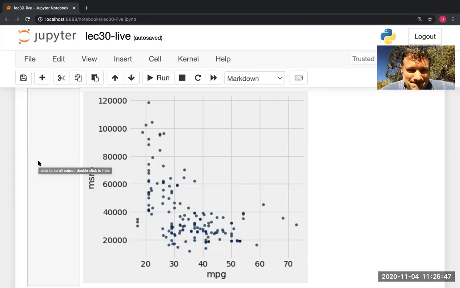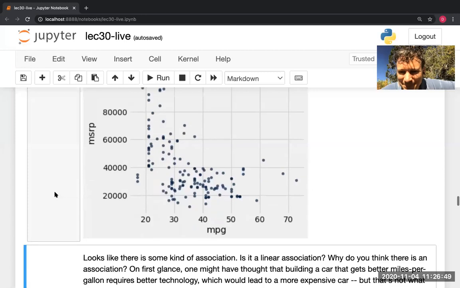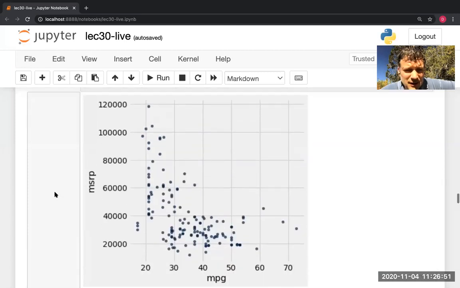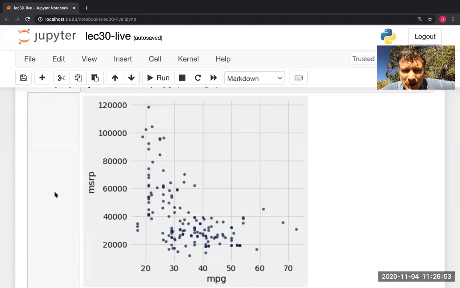All right. So there's an association here. Does that make sense? My first thought was I would have guessed that getting better miles per gallon requires better technology, a better engine, and you have to have the more modern stuff, and it'd be more expensive. But that's not what we're seeing here. Actually, the better mileage cars have lower price. So why is this? Anyone want to take a guess on why that might be?